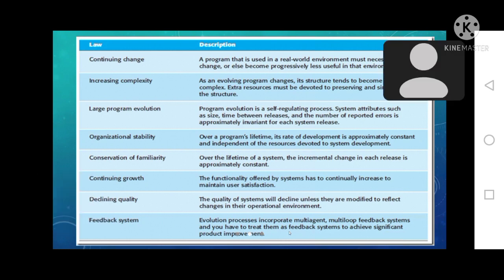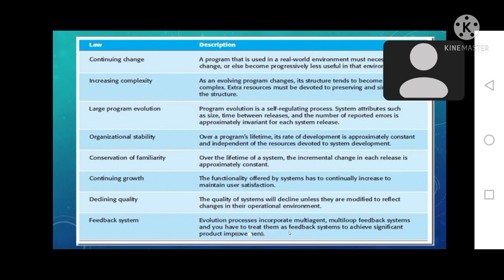Law of continuing growth: the functionality offered by the system has to continually increase to maintain user satisfaction. You see, as time goes, the functionality offered by the program should vary in range. It should offer a varied range of functionality so that user satisfaction is maintained.